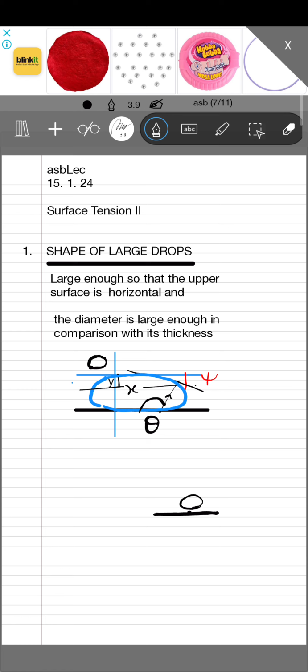However, if you increase the size of the drop, you may find that it actually starts to wet the surface. That means it grows horizontally. When it is large enough, the upper surface is horizontal, as you find in this case. It is deviating from the shape of a sphere, and the diameter is also large compared to its thickness. So this is how it would look.